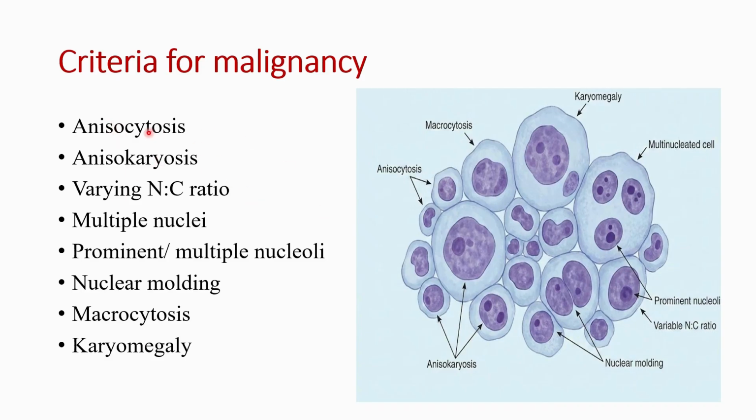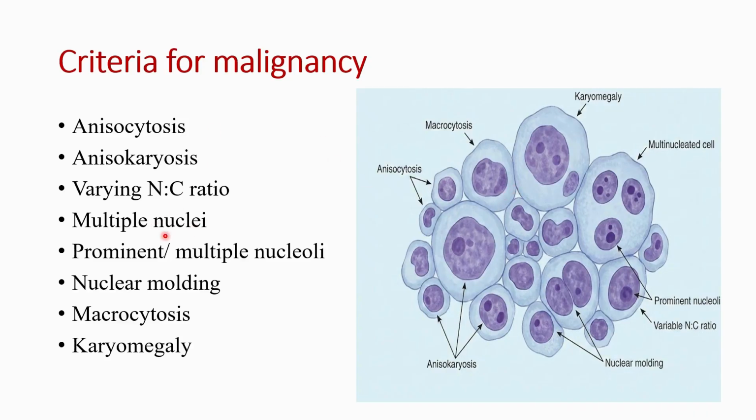These include, first one is anisocytosis, which indicates variation in cell size. Here in this picture, you can see all the cells are of variable size. In the normal tissue, all the cells are usually of the same size. Next is anisokaryosis, which means variation in the nuclear size. Varying nuclear cytoplasmic ratio usually indicates immature cells because the cells are rapidly multiplying.